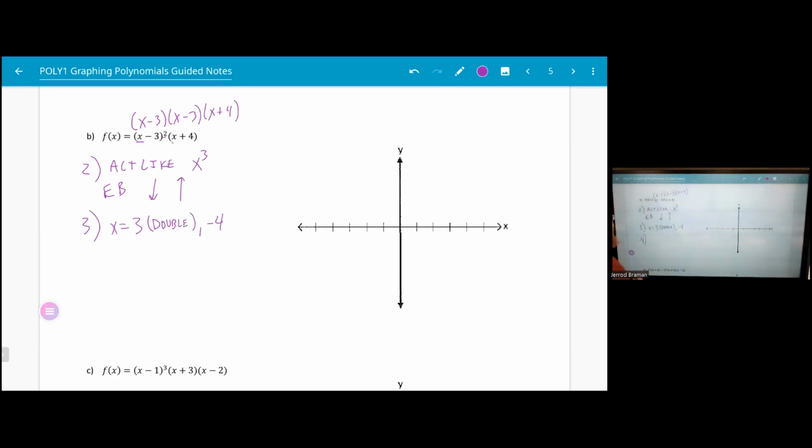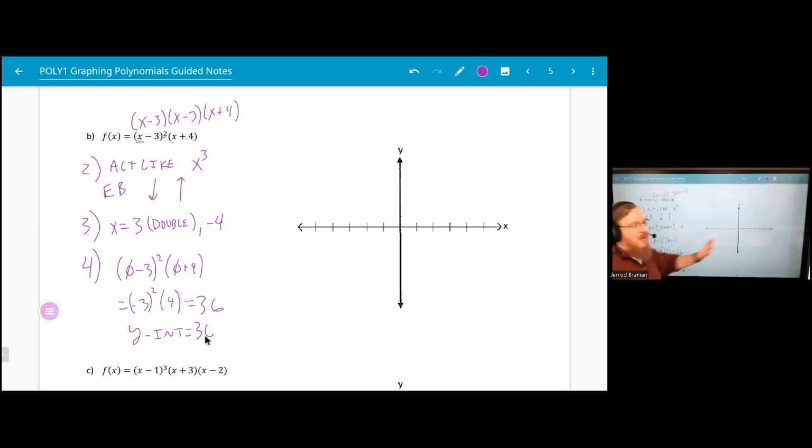Number 4, we have to figure out our y-intercept. So we have to plug in 0 for x. So 0 minus 3 squared times 0 plus 4. Well, this gives us negative 3 squared times 4. Negative 3 squared is 9, and 9 times 4 is 36. So our y-intercept is 36. So in other words, wherever we get this to cross the y-axis, it's going to be 36, right? We also need to know this darn well better cross at a positive y.